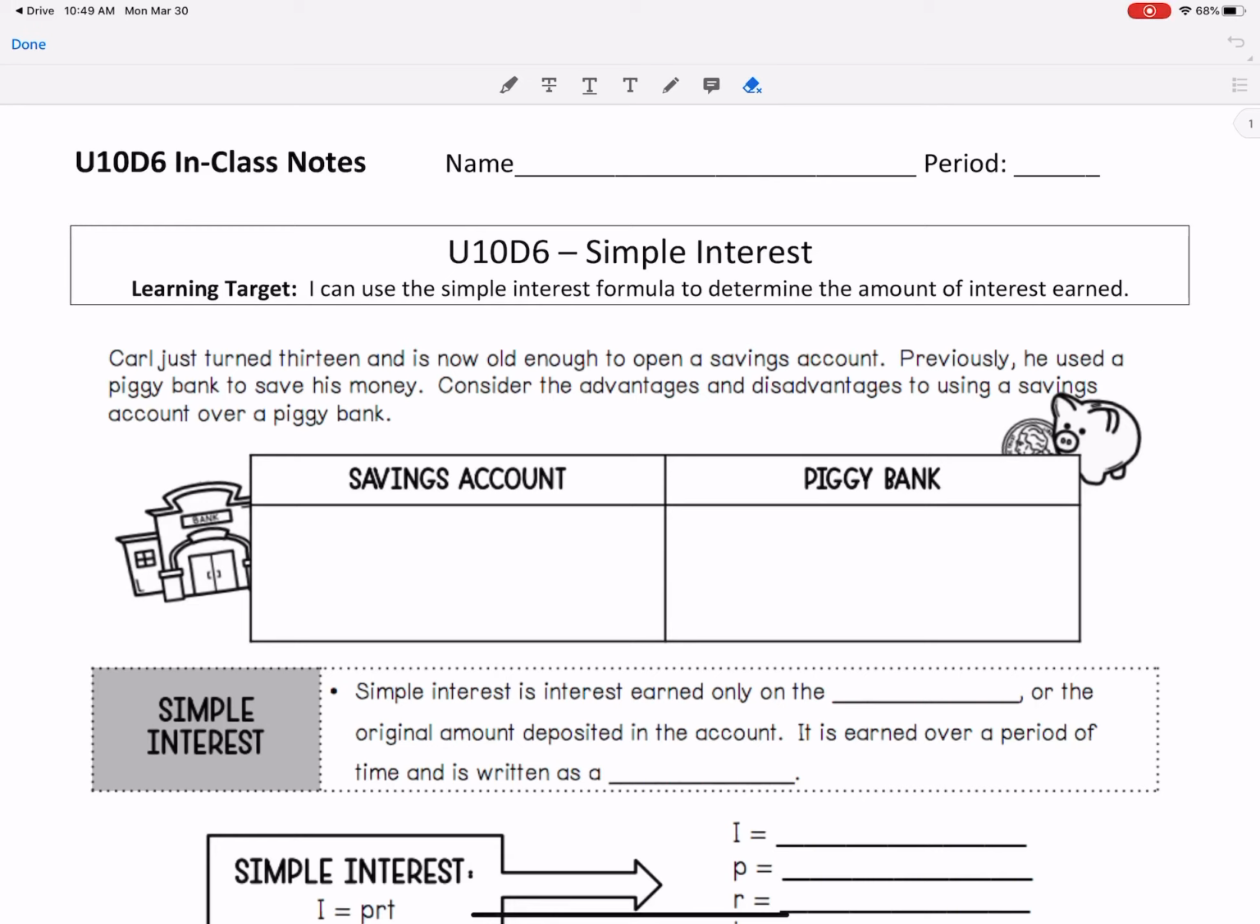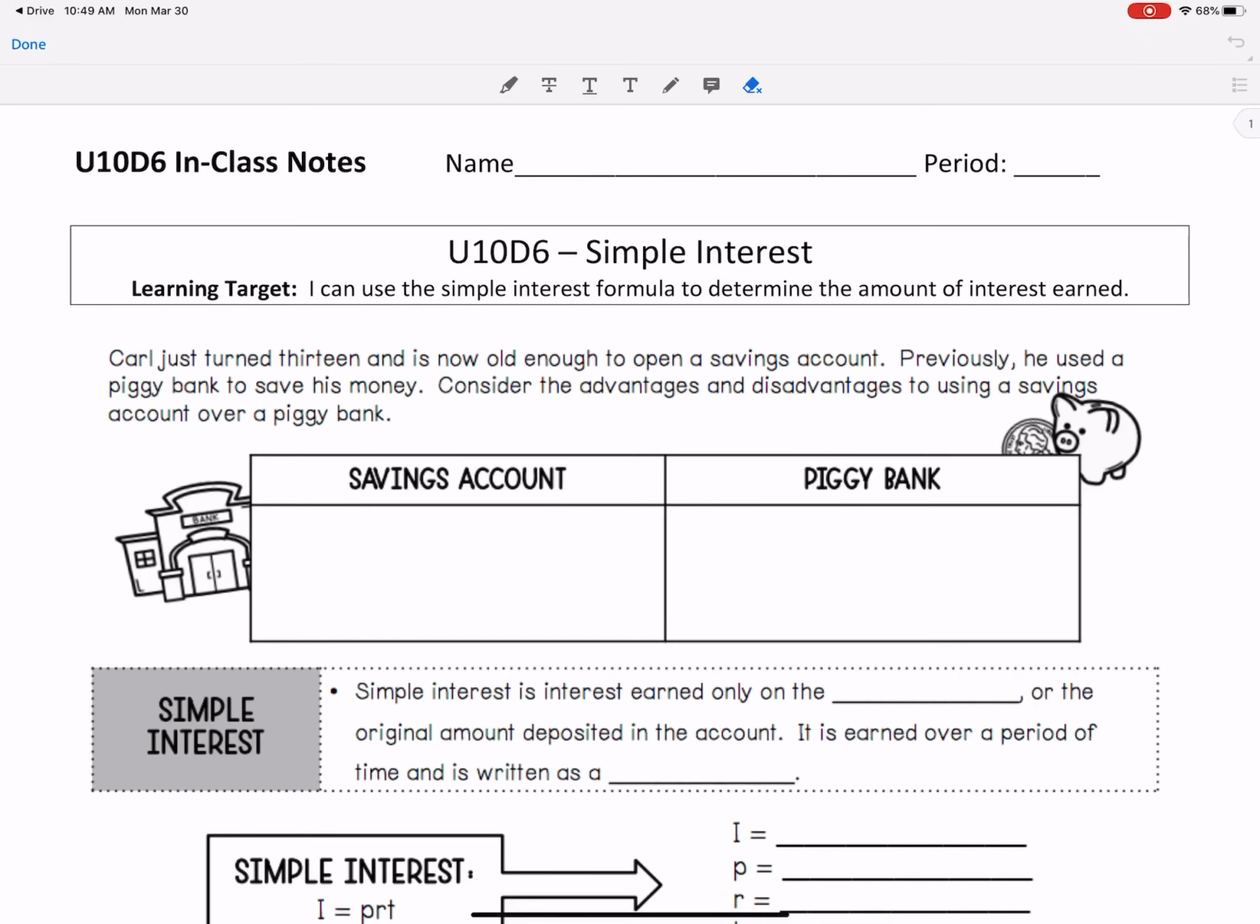Your learning target today is I can use the simple interest formula to determine the amount of interest earned. Let's talk about what interest means really quickly. I know some of you probably get an allowance, or you have some money, maybe you get some for your birthday. When you take your money and invest it into an account with simple interest, you will earn extra money, and it grows over time. So that's what we're going to talk about today.